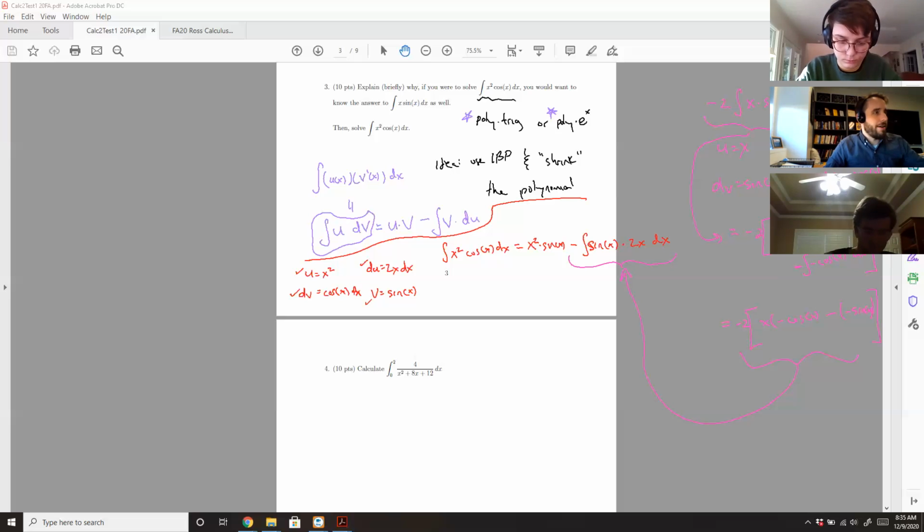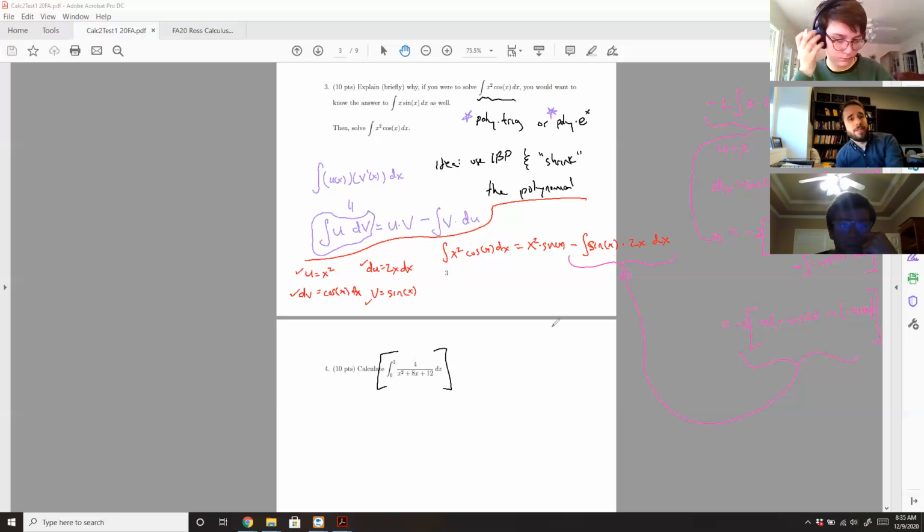I meant to compare problem 3 to problem 4. Problem 3 was a polynomial times a trig or a polynomial times an exponential. The one we have down here is a rational function. So this doesn't have any trig or any exponentials in it. It's really just a polynomial in the numerator divided by a polynomial in the denominator.